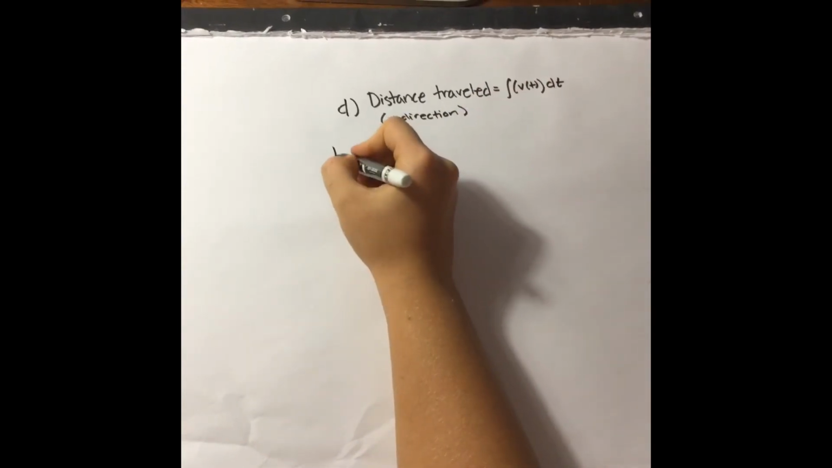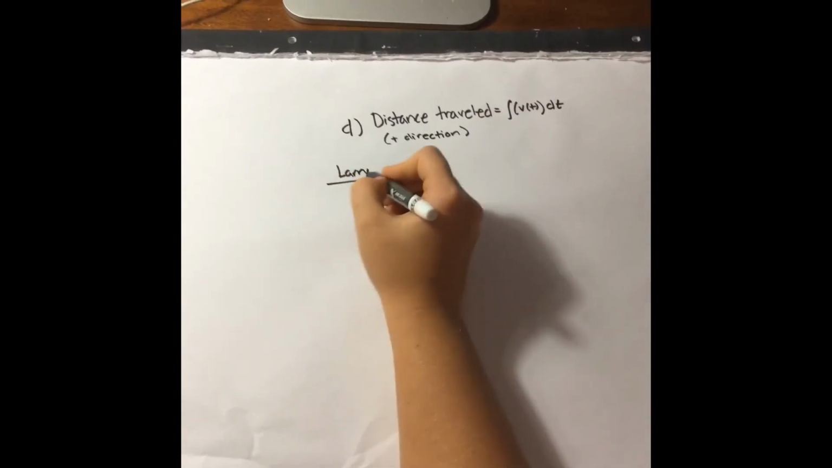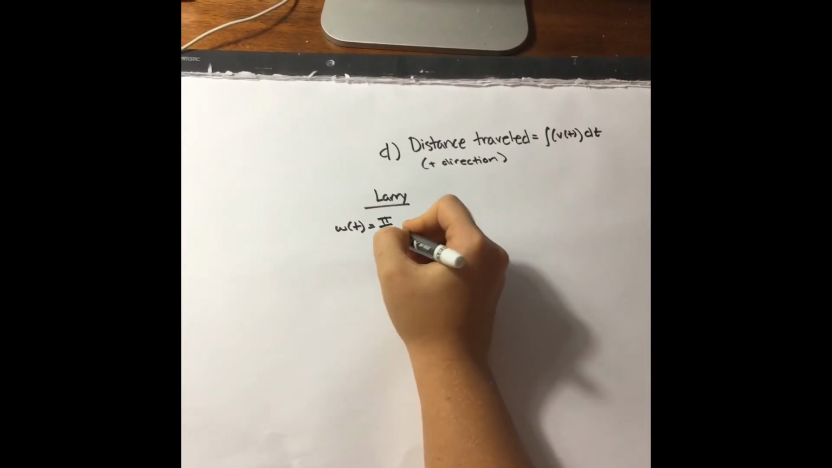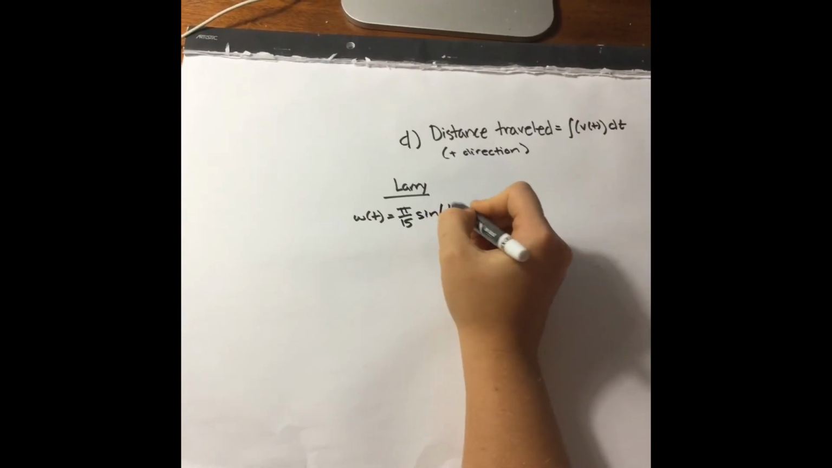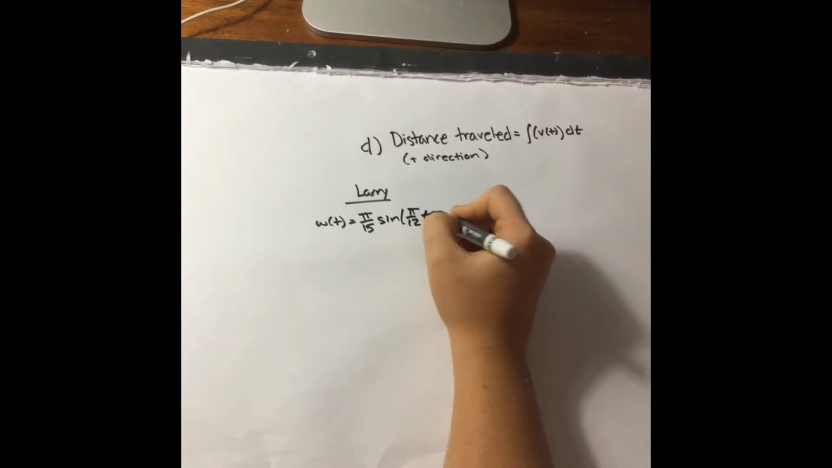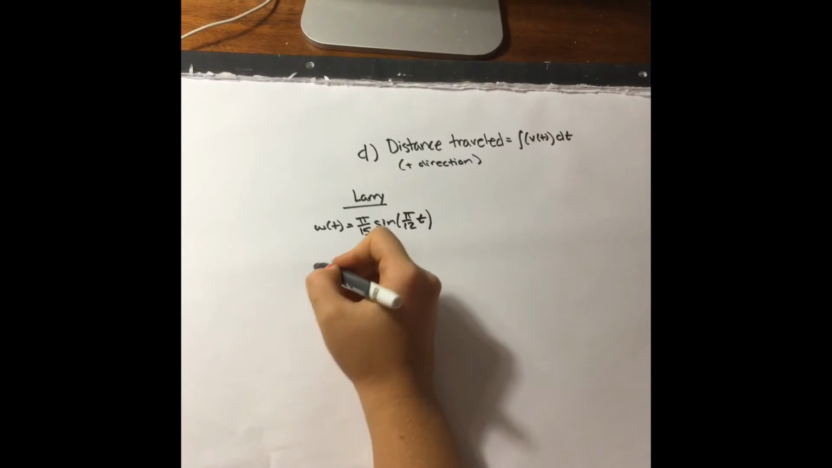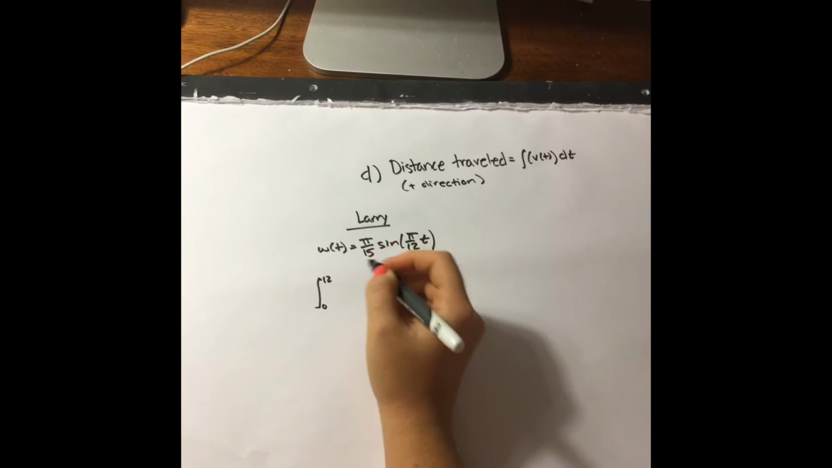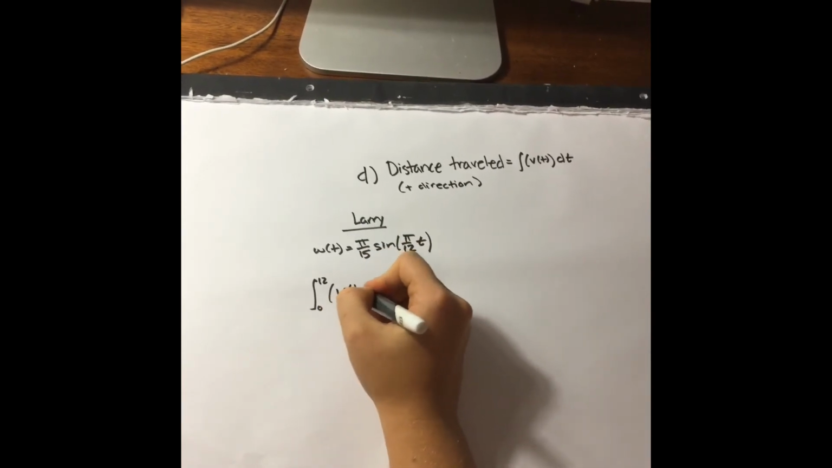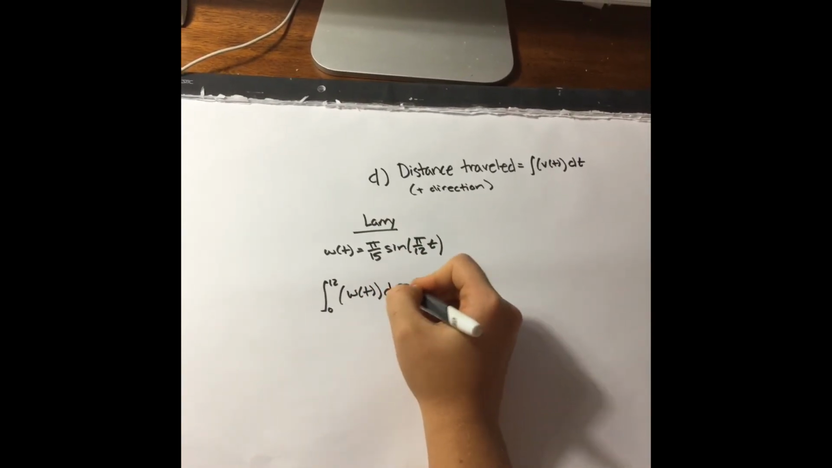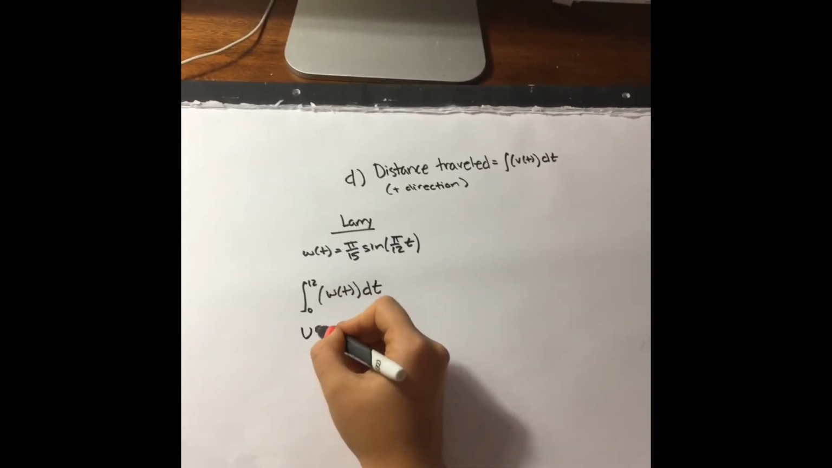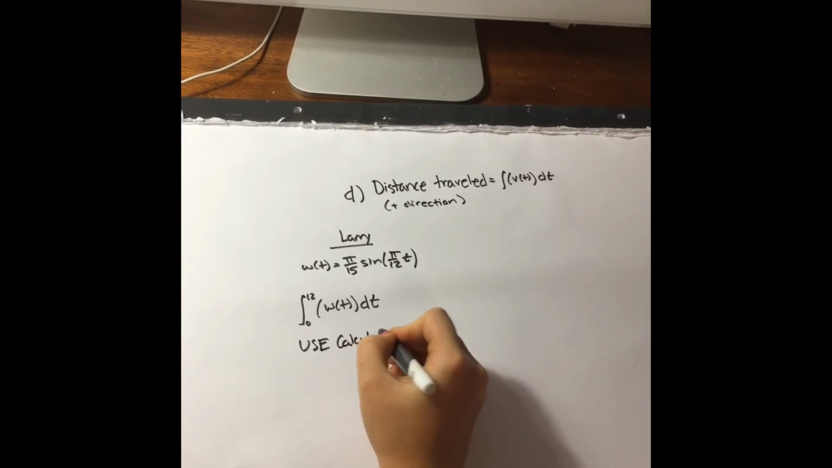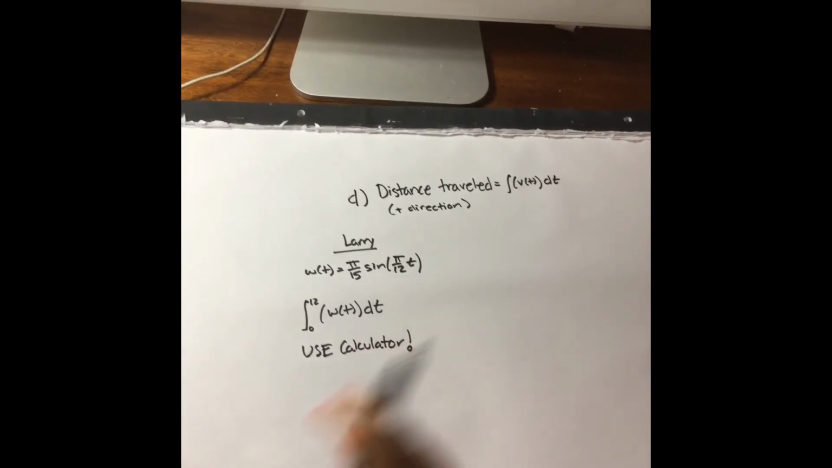So for Larry, he has a written velocity function, which is w of t. w of t equals pi over 15 times sine of pi over 12 times t. We're going to find the integral of w of t from the time period of 0 minutes to 12 minutes. This would be a really tricky problem to do by hand, so it's best to use a calculator in this case. So I'm going to show you next how to use your calculator to solve for an integral.